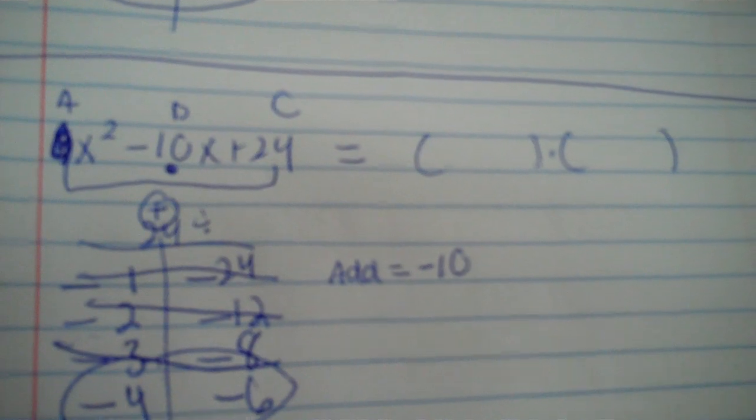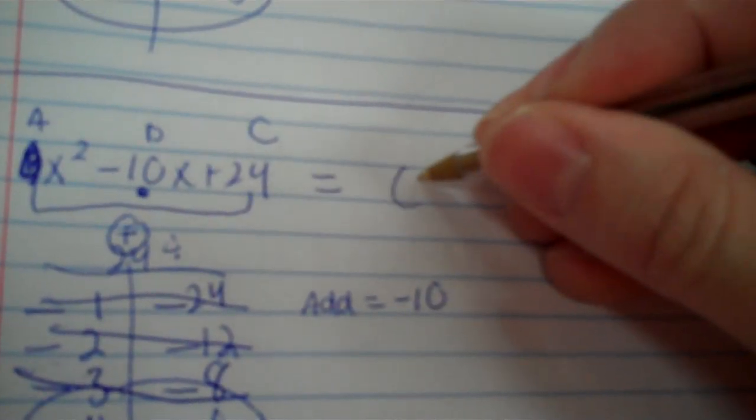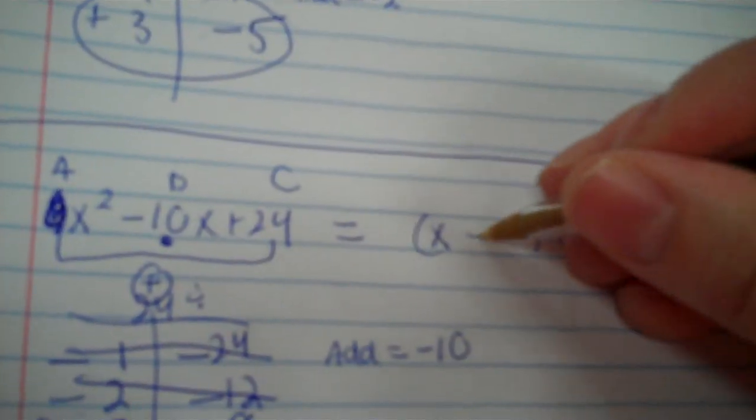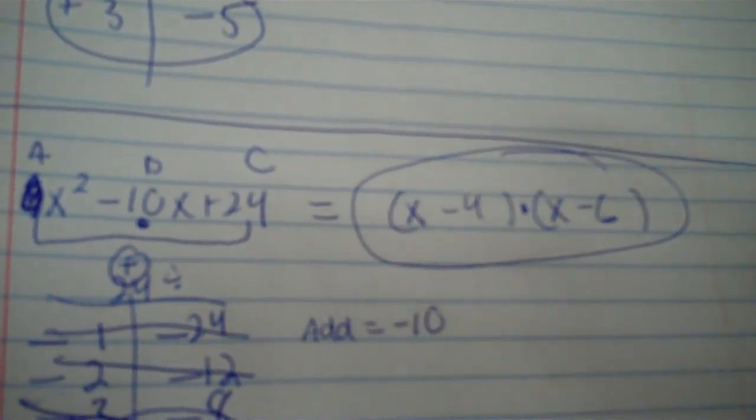So my A is 1, so it means if it's a 1, we can get rid of it, okay? So x to the second, because 1x to the second is the same as x to the second, just like 1x and x mean the same thing. So x squared can be x times x, and then minus 4 minus 6. So x minus 4 times x minus 6 is the answer.